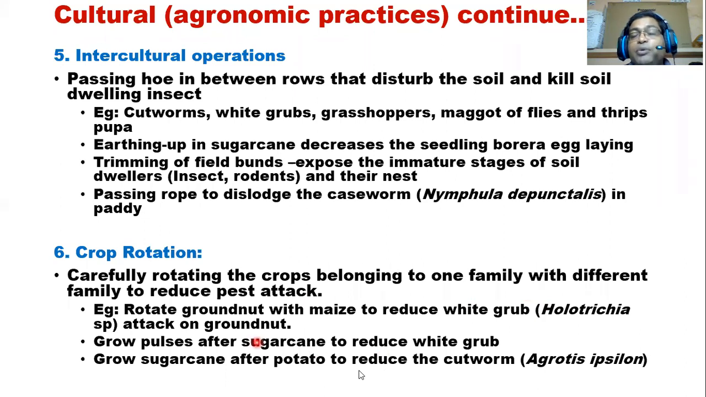And sugarcane after potato, right? Potato cultivation is highly affected by the cutworm, Agrotis ipsilon, the potato cutworm. After harvesting the potato, you can go for sugarcane. Then you can minimize these cutworm populations in the next season.